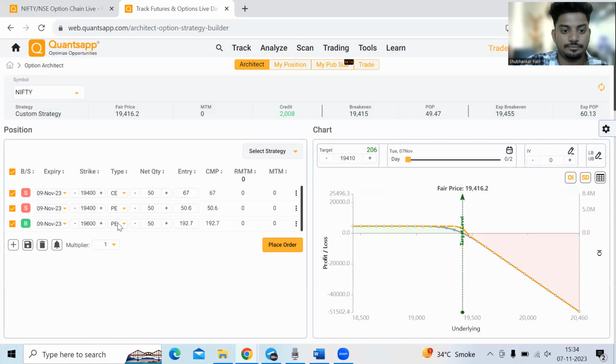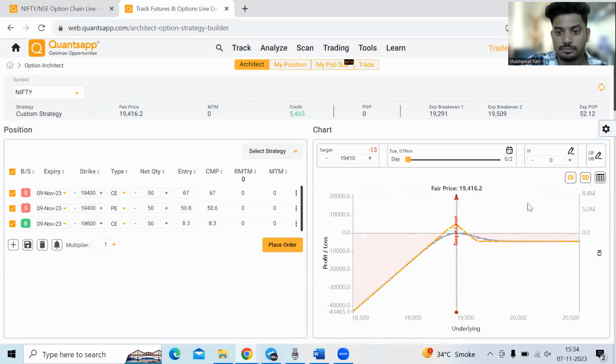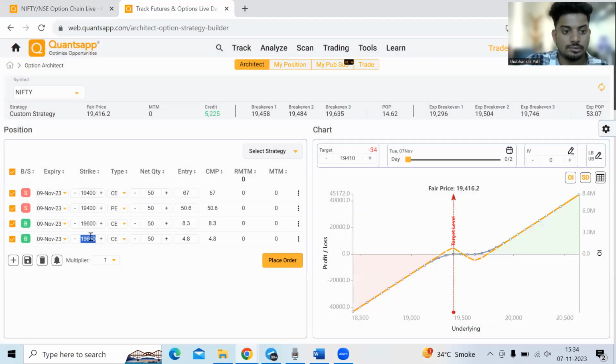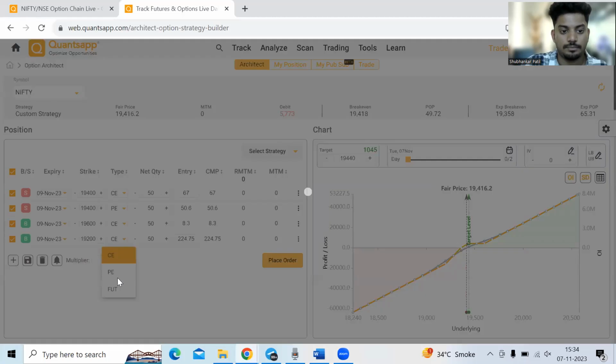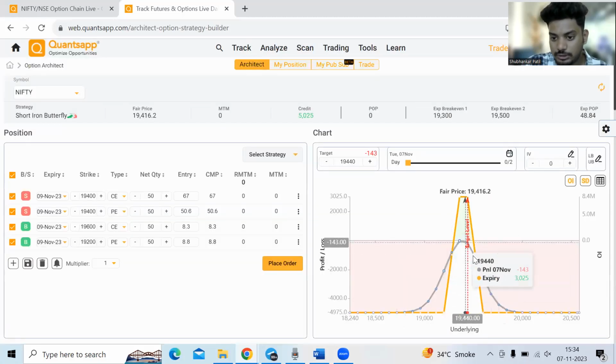19,600 call. Add 19,200 put. Okay. So this is how the strategy looks like.